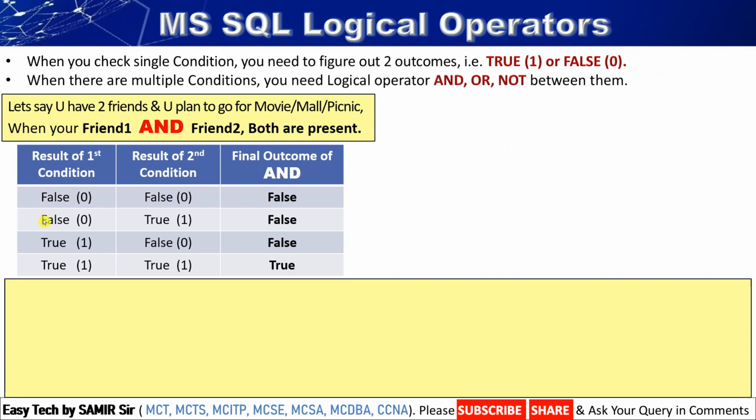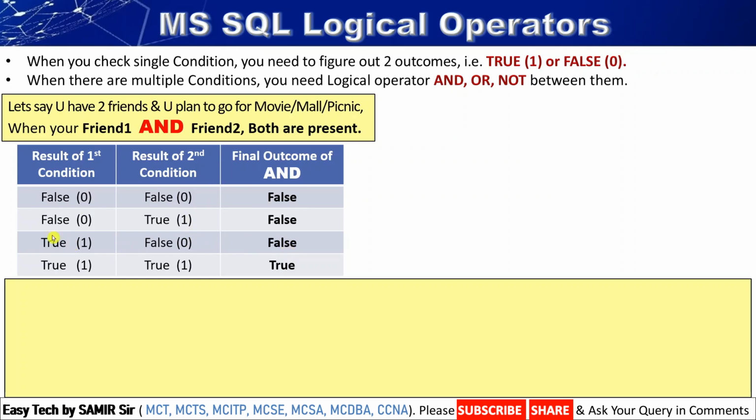Now the second outcome is this: the first friend didn't turn up, but the second friend turned up. Now what was the condition? You said when your friend number 1 and friend number 2 both are present. The first one didn't turn up, but the second one turned up. Shall you go for the movie? No, that's false. If you use AND as a logical operator, the final outcome will be false. Third outcome: the first friend turned up, but the second friend didn't turn up. Shall you go for a movie or mall or picnic?